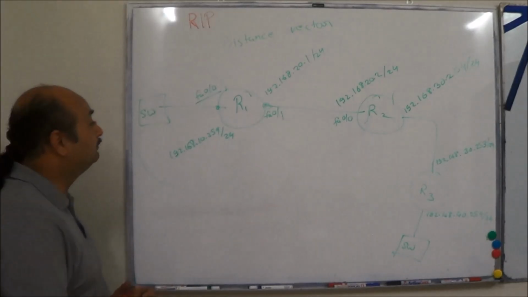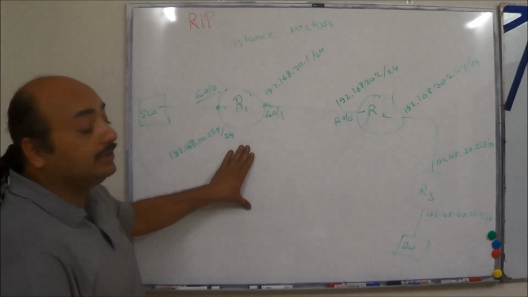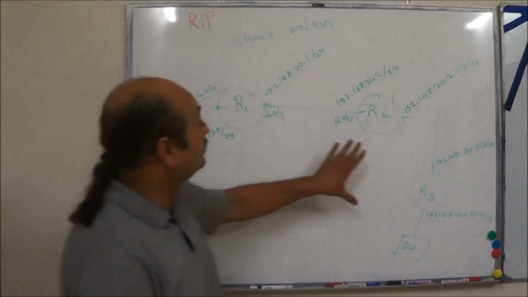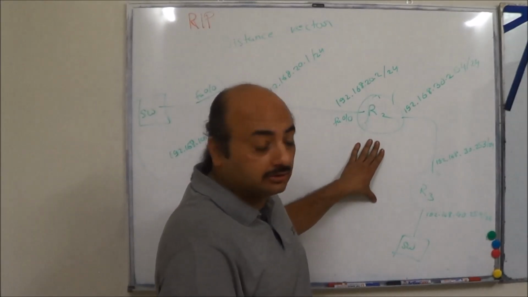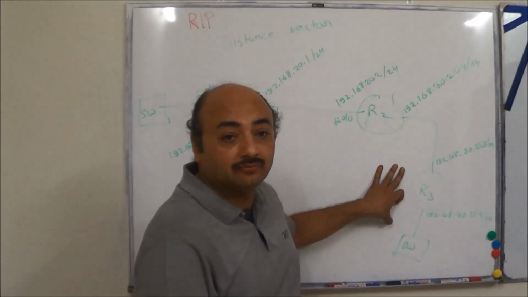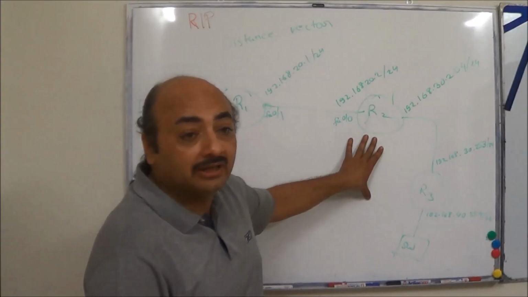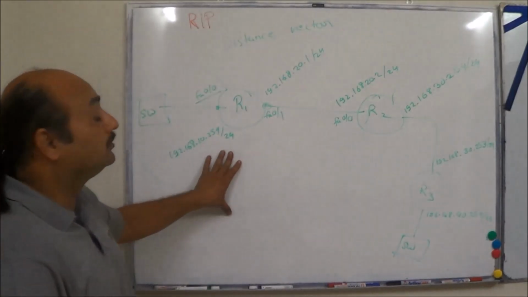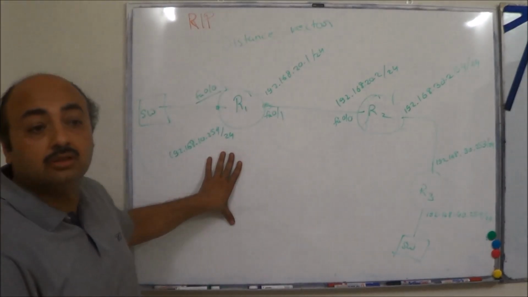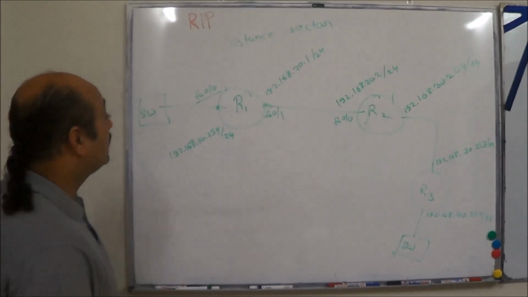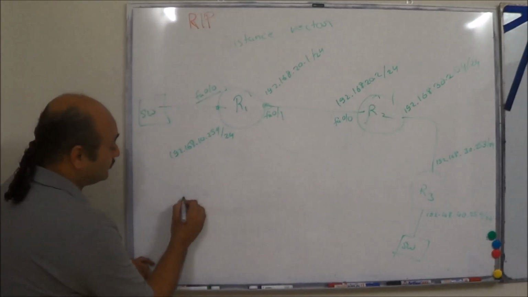Alright, let's continue. So, R1 needs to advertise 10 and 20. R2 needs to advertise 20 and 30. R3 needs to advertise 30 and 40. R3 needs to know 10 and 20. R2 needs to know 10 and 40. R1 needs to know 30 and 40. Clear? Yes, sir. Okay. Now, let's see what happens.